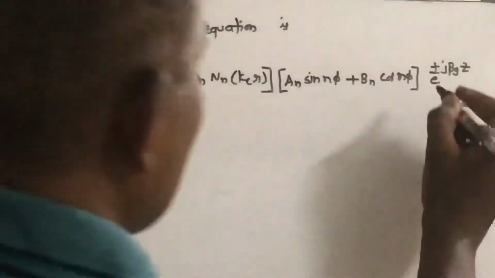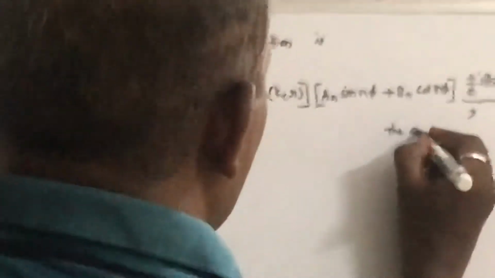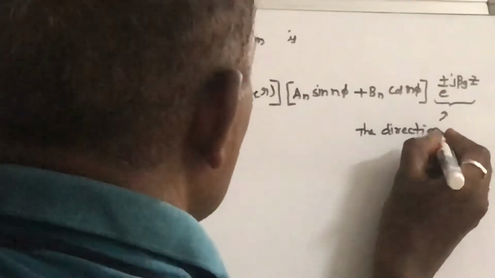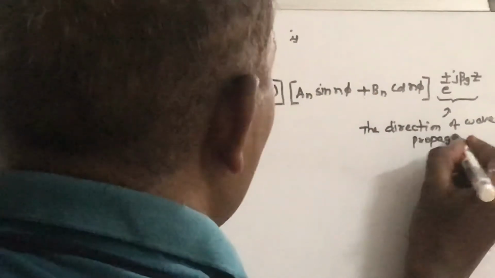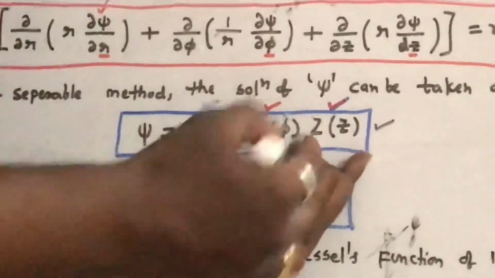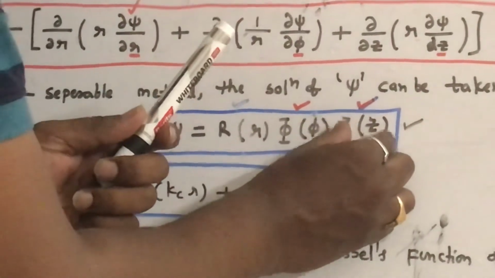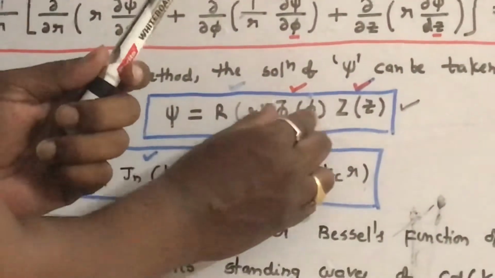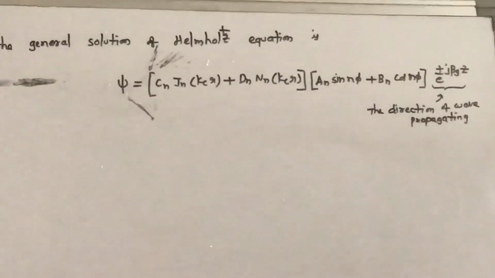So why have we taken this term? This term represents only the wave propagation, the direction of wave propagation. That is, the wave is propagating in either the positive z direction or the negative z direction. So in this equation, Z of z only represents whether the wave is traveling in the positive z direction or the negative z direction. Therefore, Z of z is replaced by that term. R of r we have substituted and Phi of phi we have substituted, so this is the equation.